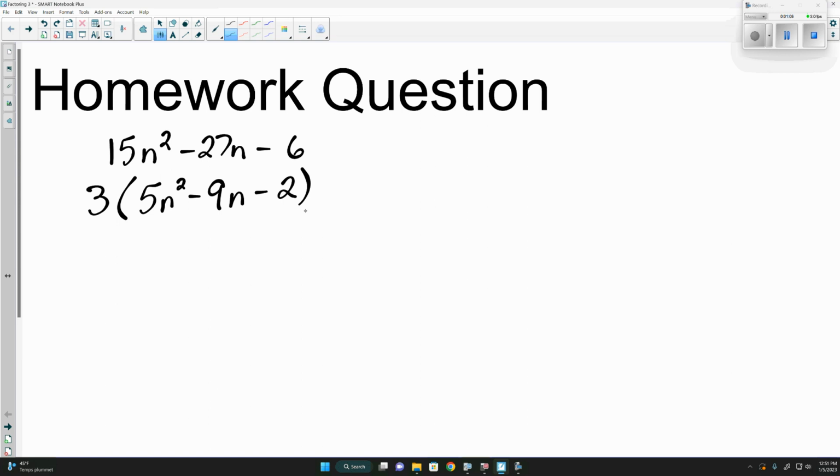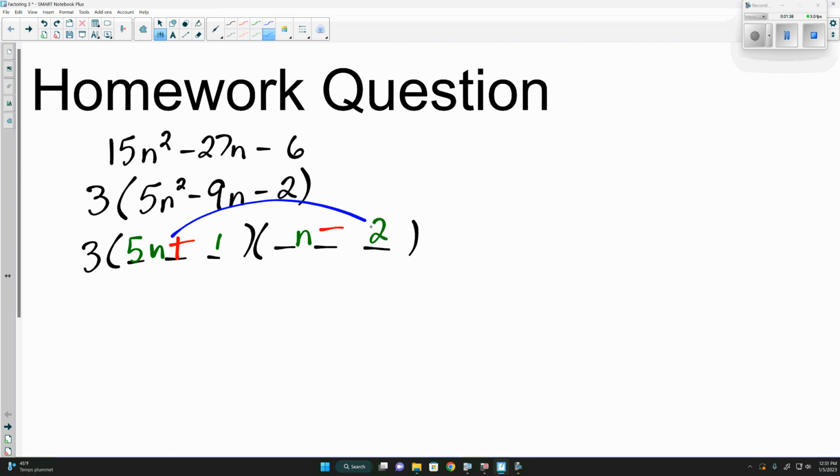Now, from here, we'll have 2 sets of parentheses with 3 spaces. Since the third term is negative, our signs are going to be opposite. One's going to be positive, one is negative. Now the factors of 2 are going to be 1 and 2. N squared will have n and n, and then we'll have 5 and 1, because luckily there's only one set of possible factors. We just need to make sure we have it set up correctly.